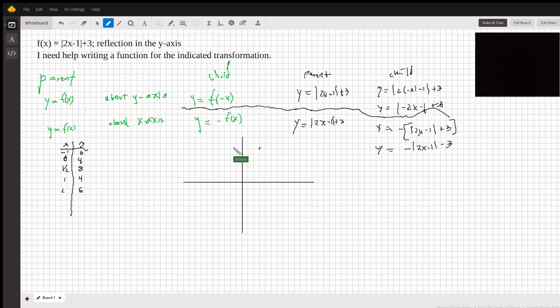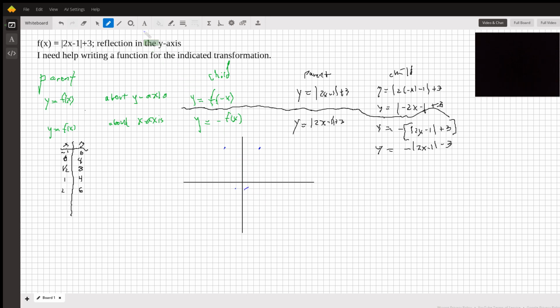That's reflecting about the y-axis: 1, 2, 3. Or if I was down here, say I want to reflect that about the y-axis, the reflection is going to be here.